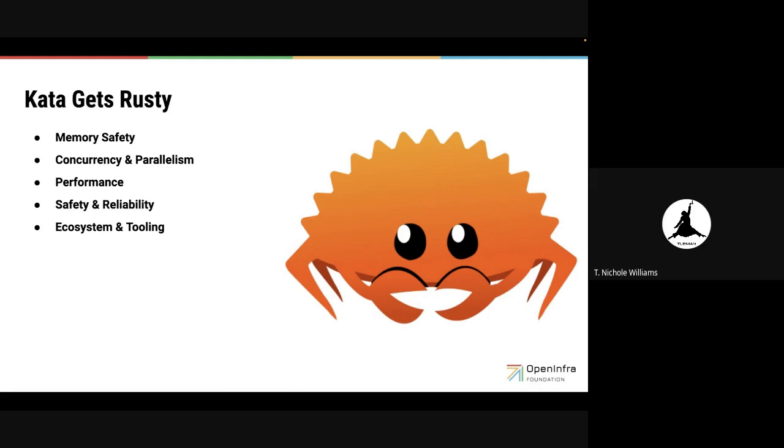There's also the performance benefit, which is pretty obvious. Rust's focus on zero-cost abstractions and low-level control allows developers to write high-performance code. It offers predictable performance characteristics and efficient memory management, making it suitable for resource-constrained environments or applications where performance is critical. There's also safety and reliability, which is a major selling factor for Kata Containers.